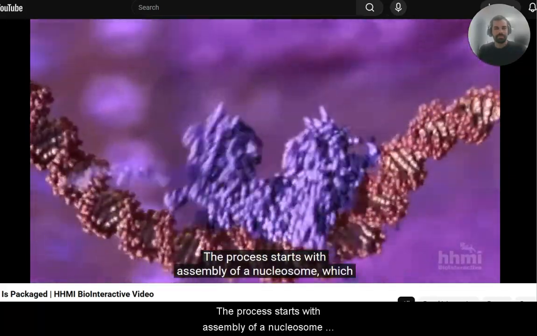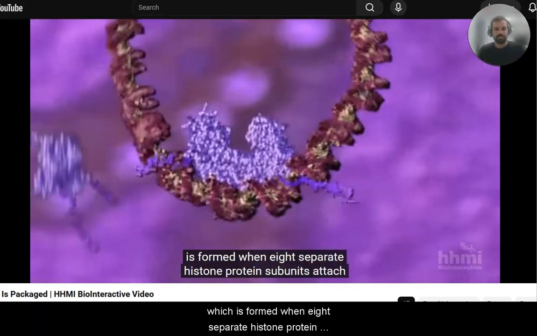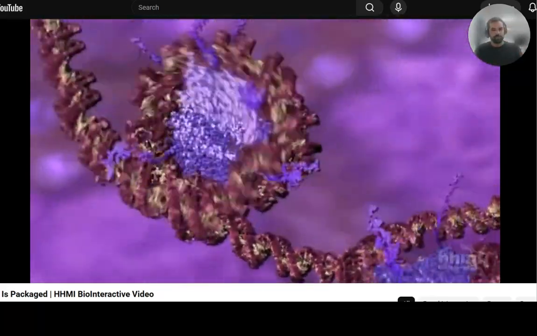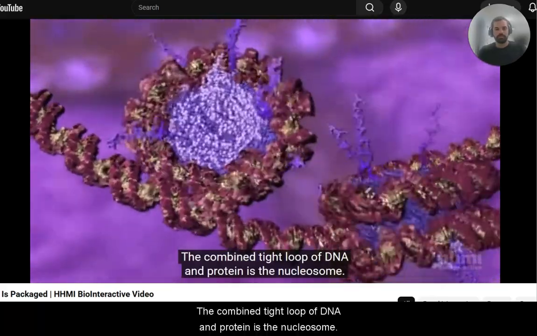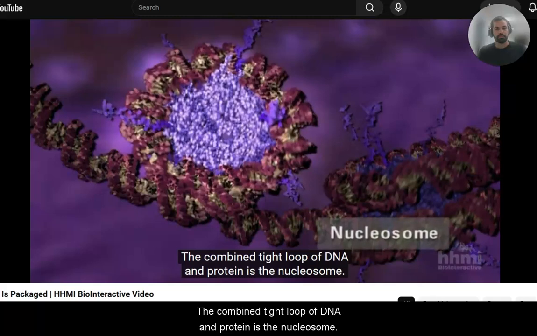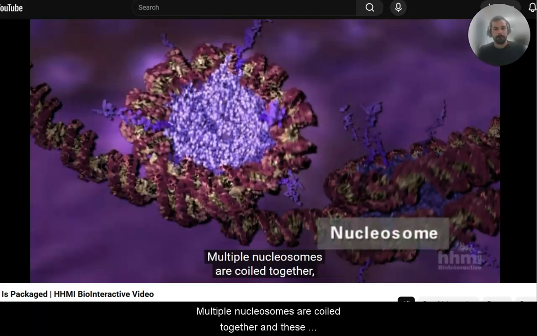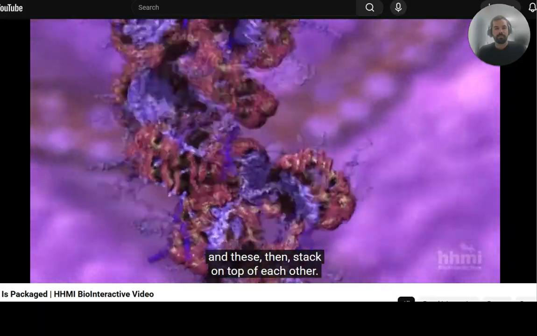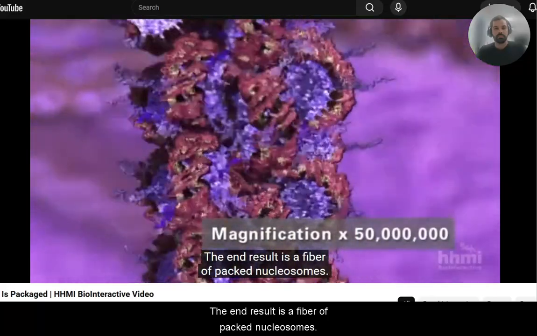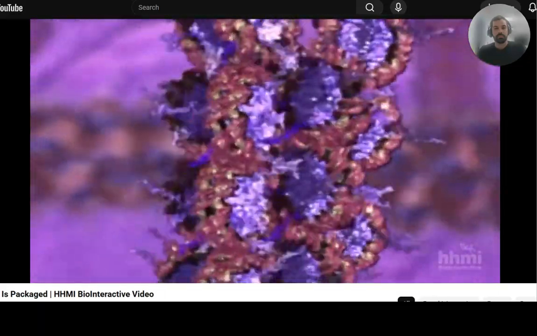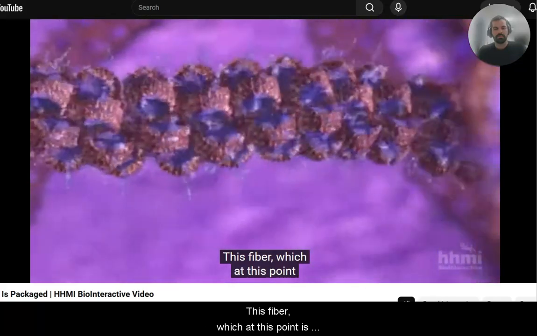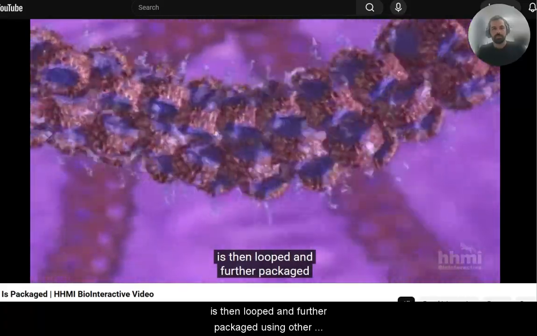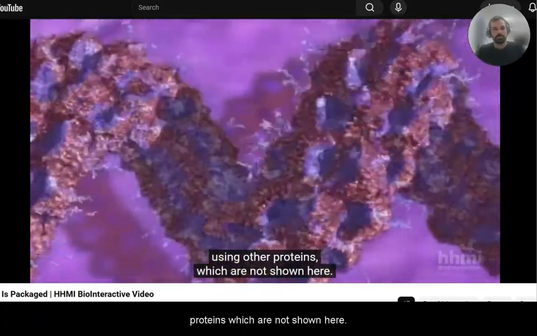The process starts with assembly of a nucleosome, which is formed when 8 separate histone protein subunits attach to the DNA molecule. The combined tight loop of DNA and protein is the nucleosome. Multiple nucleosomes are coiled together, and these then stack on top of each other. The end result is a fiber of packed nucleosomes. This fiber, which at this point is condensed to a thickness of 30 nanometers, is then looped and further packaged using other proteins which are not shown here.